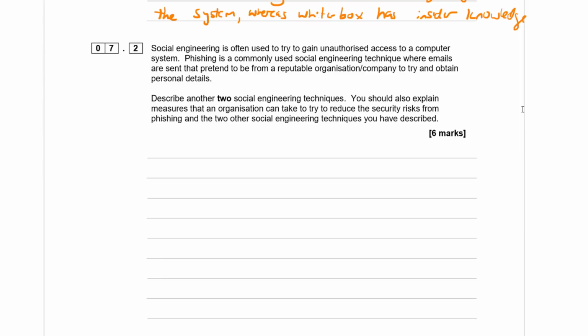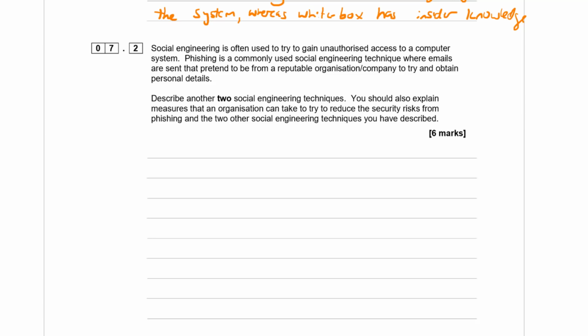Another 6 marker now about social engineering, which is often used to try and gain unauthorized access to a system. And phishing is a commonly used technique of social engineering, where emails are sent to pretend to be from a reputable company in order to try and obtain personal details. So we need to describe another 2 social engineering techniques and explain the measures that can be taken to reduce the security risk from phishing and the 2 other ones we mentioned. So different to before because we've got to address 2 separate questions in one.